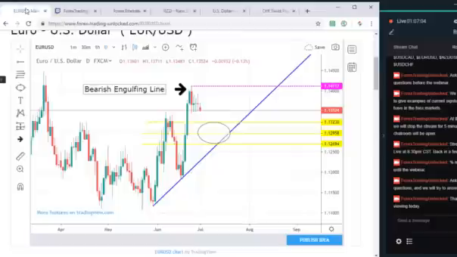And then lastly, we're going to go back to our Euro US dollar real quick. We have the sell signal here. Today it's trading lower, and we're looking for it to go into this lower range.